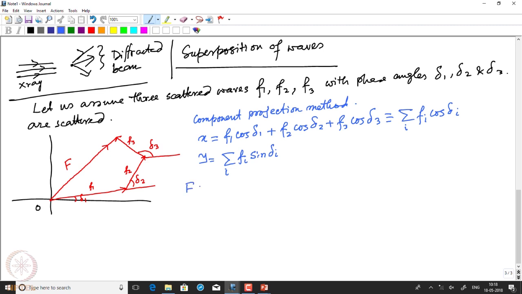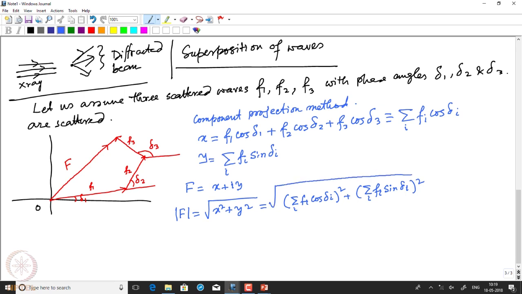Whereas, F equal to x plus iy. So, modulus of F is nothing but square root of x square plus y square, which is now equal to sum over i Fi cos delta i whole square plus sum over i Fi sin delta i whole square, and then a square root of this.